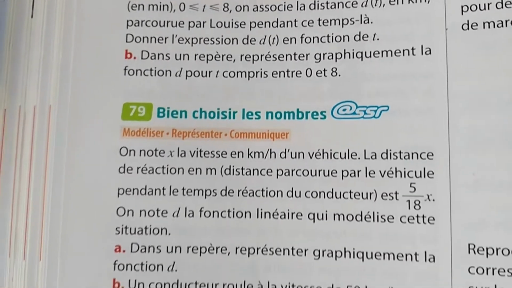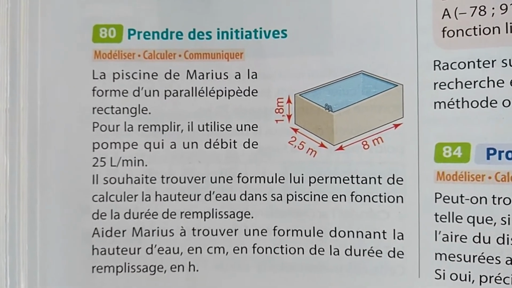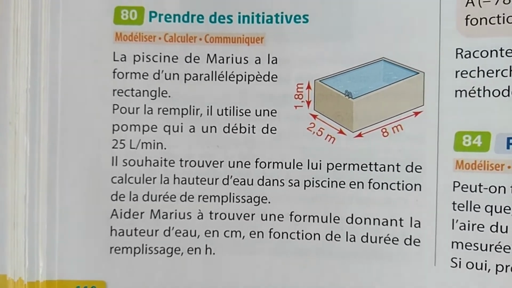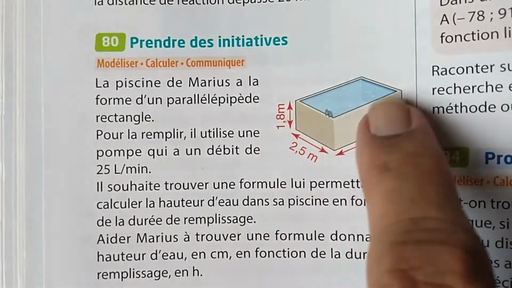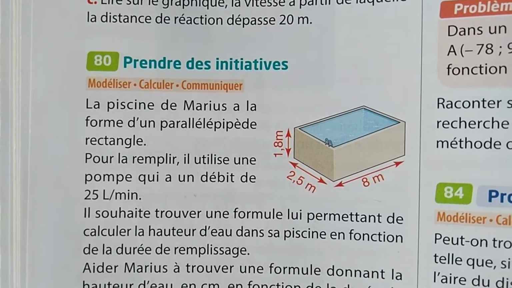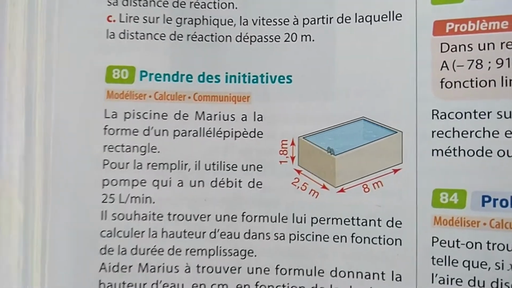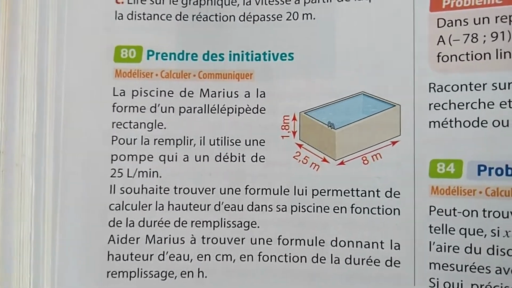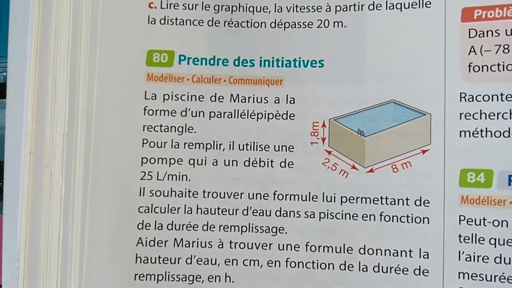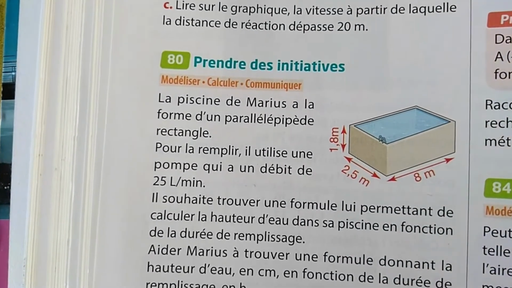Okay. So now we come to the one that confused almost all of you. That is this La Piscine de Marius. Okay. So here what we have to see is we're really not concerned with the volume of the pool. We are only interested in the height of the water in it when it is being filled, and how to turn that into a function in terms of the hours while it is being filled. So if it is filled for 2 hours, what is the height of the water in the pool?